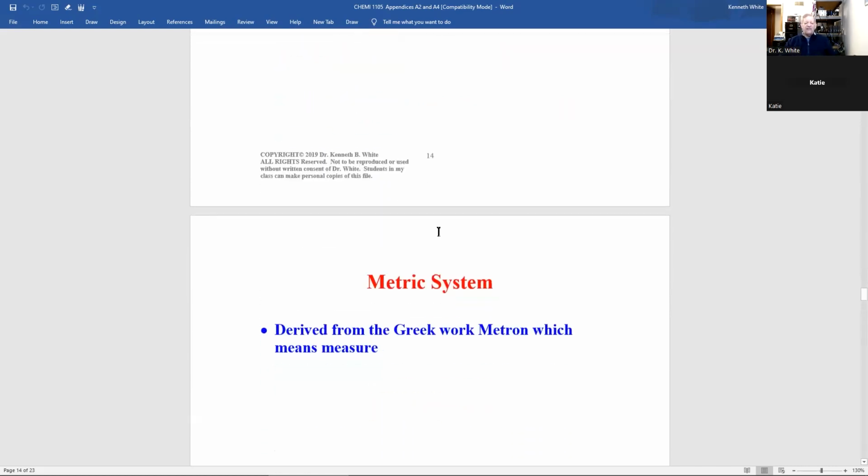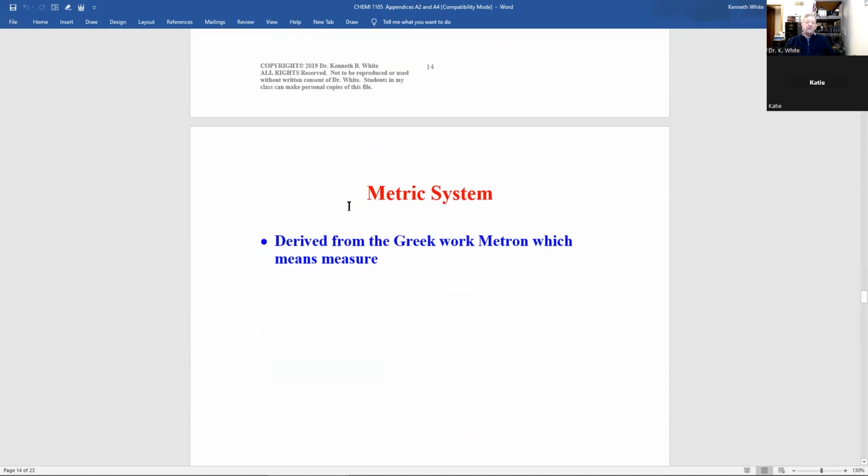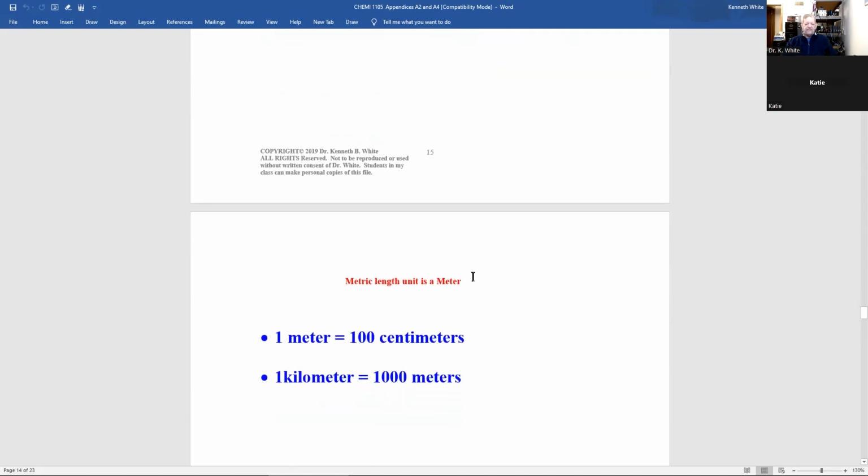So when we talk about the metric system, which is what we use in chemistry and a lot of science, the word metric comes from the Greek word metrone, which means to measure. Again, click, switch is off. I'll never ask this on a test.